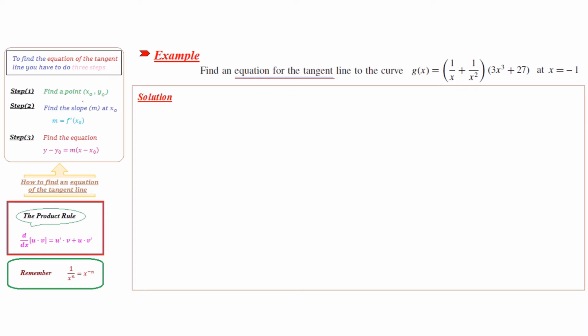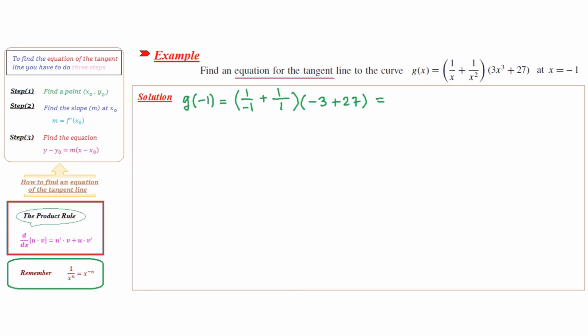So as you know, firstly you have to find the point. So you have to replace the value of x in the original function. So g of -1 equals 1 over -1 plus 1 over (-1) squared, which means -1 times -1, which equals 1, multiplied by 3 times (-1) cubed, which equals -3, plus 27.